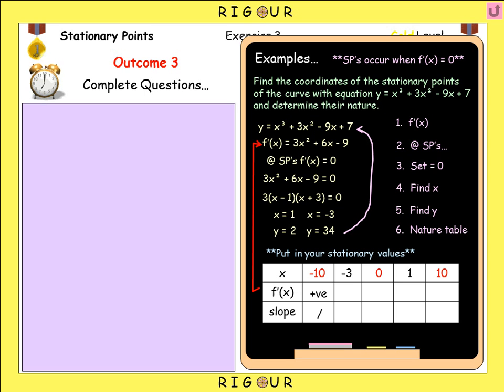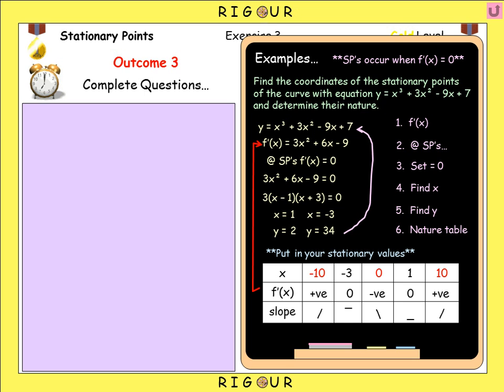Then we substitute minus 3 into the differentiated function, but we should know that at stationary points f dashed x is just going to come out as 0. If there's a gradient of 0, that means that the slope is horizontal. Then we substitute 0 in, so that's going to be 0 plus 0 minus 9, so it would be negative, which means that the slope points down the way. 1's a stationary value, which means that f dashed x would be 0, and again we get a horizontal slope. And if we substitute 10 in, we get 300 plus 60 minus 9, which is very clearly positive, which means that the slope will point up the way.